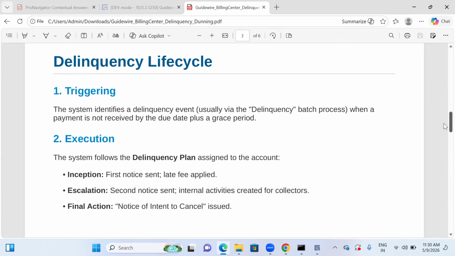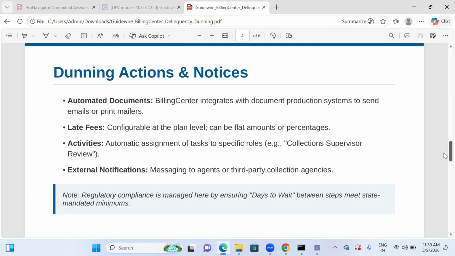In execution, we have to update the system and follow the delinquency plan assigned to the account, where we have inception first. Inception is the first stage. In this inception stage, first we need to update that the first notice is sent and the late payment fee applied. That is the first one. Second is escalation, where a second notice will be sent and internal activities are created for collectors, etc. The third one is the final action, where a notice of intent to cancel the issued policy is sent, etc. Everything will be involved in it. So these are the three different steps involved whenever we execute the delinquency plans.